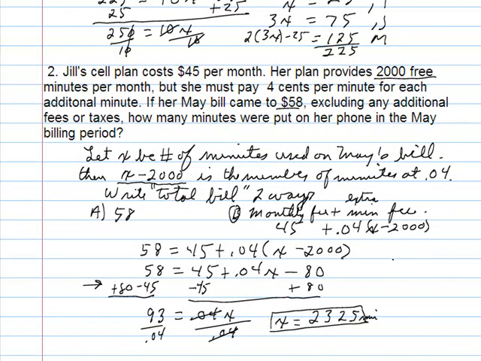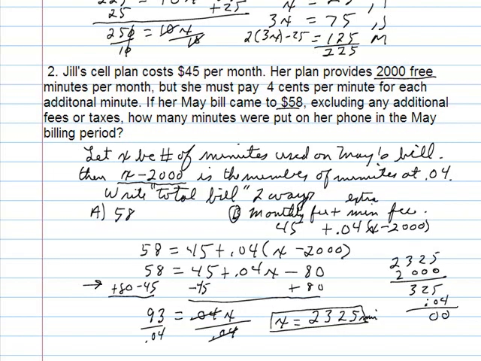How many minutes did she pay for? She used a total of 2,325, but 2,000 were free. That means she used 325 that she paid for. If you multiply that by 0.04, you get 13.